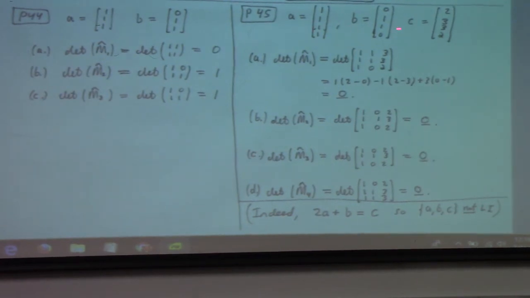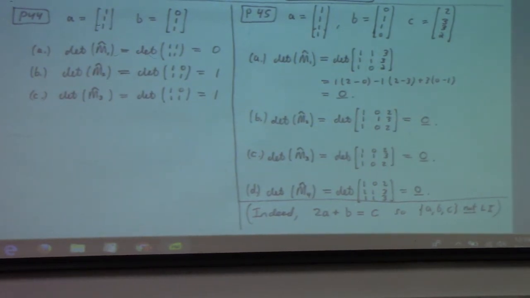So these are actually linearly dependent. How I got that was twice the first one plus the second one gives me the third one. See that? 2a plus b is equal to c. So these are in fact linearly dependent. And that is the source of why every one of these subdeterminants is 0.